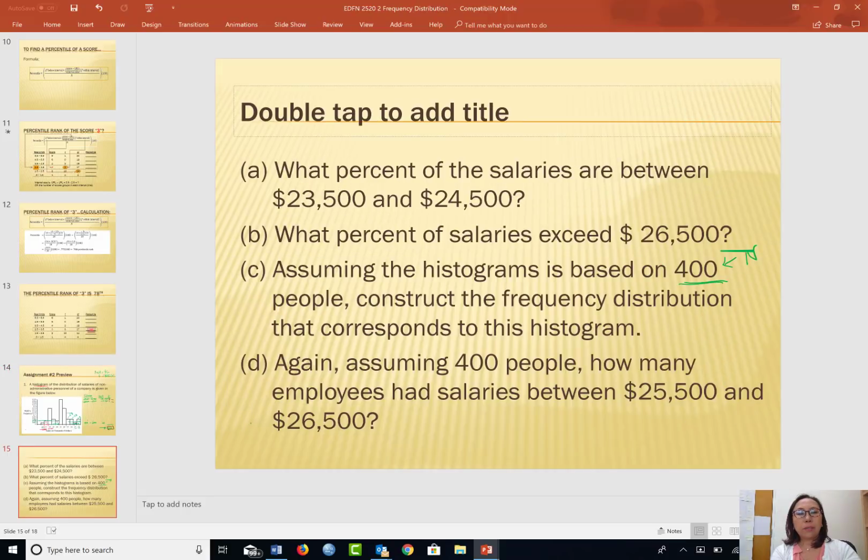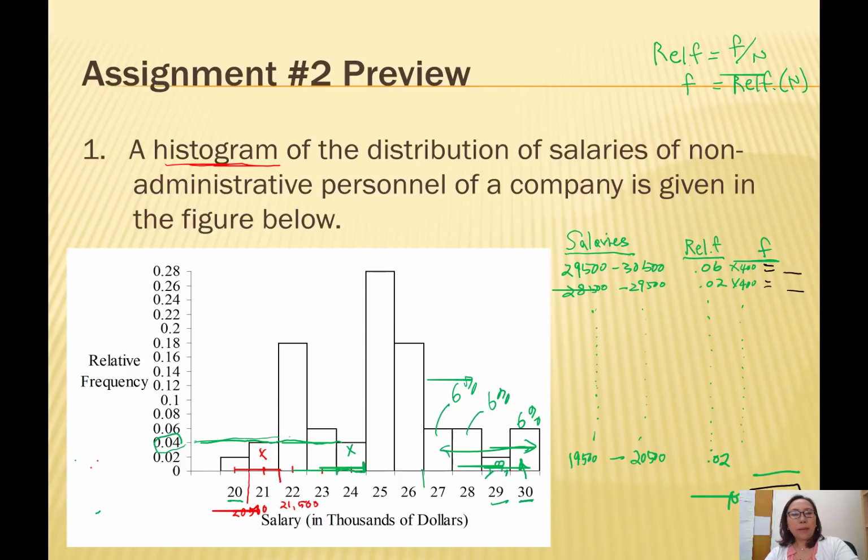And then it says in question D, again assuming 400 people, how many employees had salaries between 25,500 and 26,500? Well, once you have the table all completed, that would be just a matter of reading off the table, right? But we can also answer that question just based on the graph.